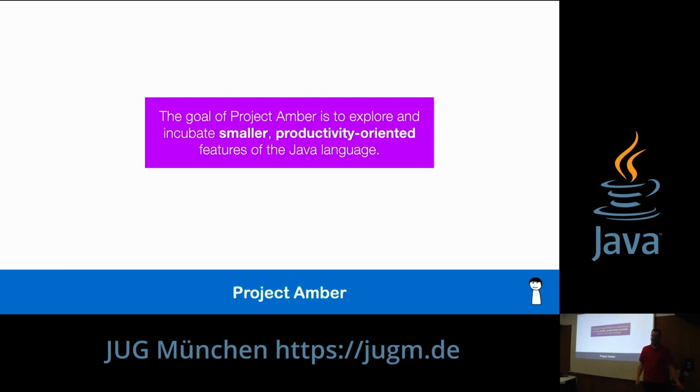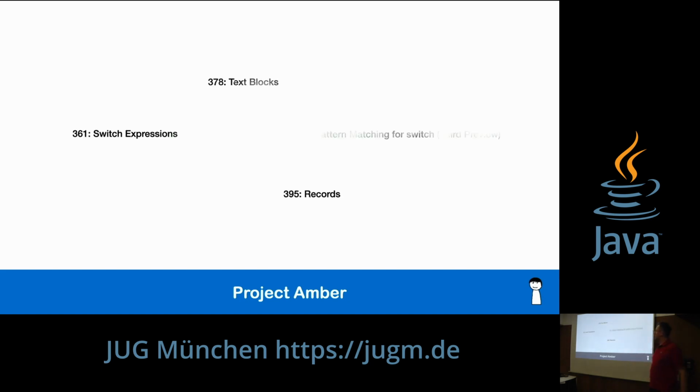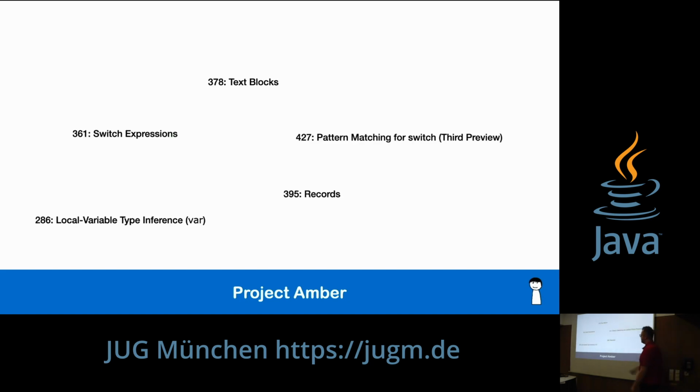The first of them, like I mentioned, is Amber, productivity-oriented stuff. And what does it even mean in practice? It means we have text blocks, pattern matching for switch expressions, records, local variable type inference. All those things that people truly care about when a new version of Java is released. So, new syntax. I could say, have you heard about those features?